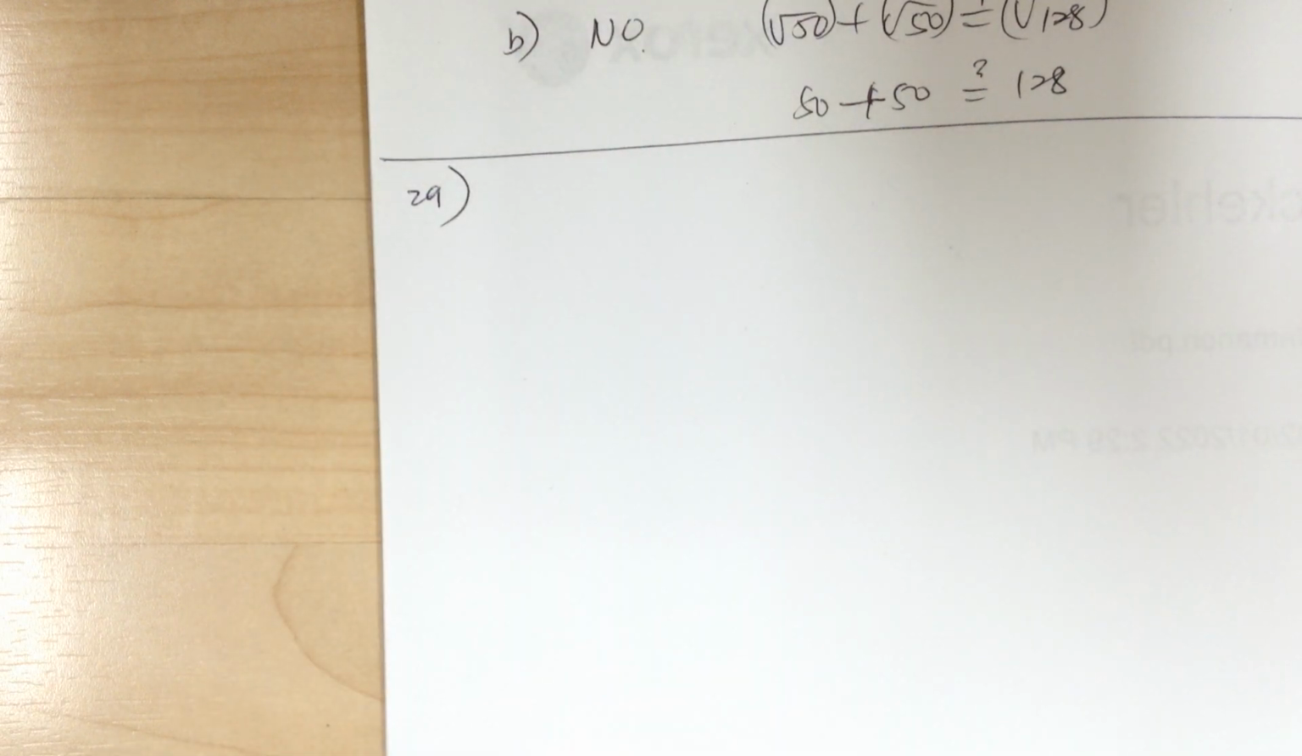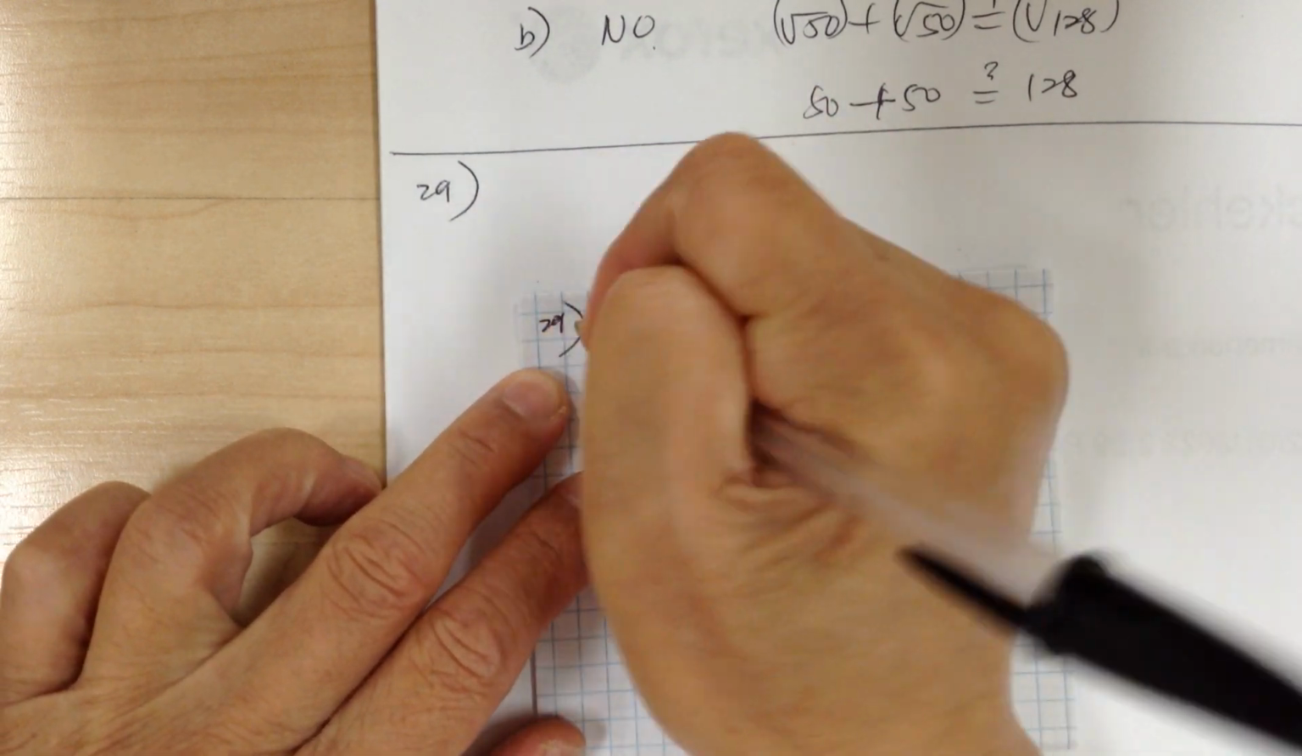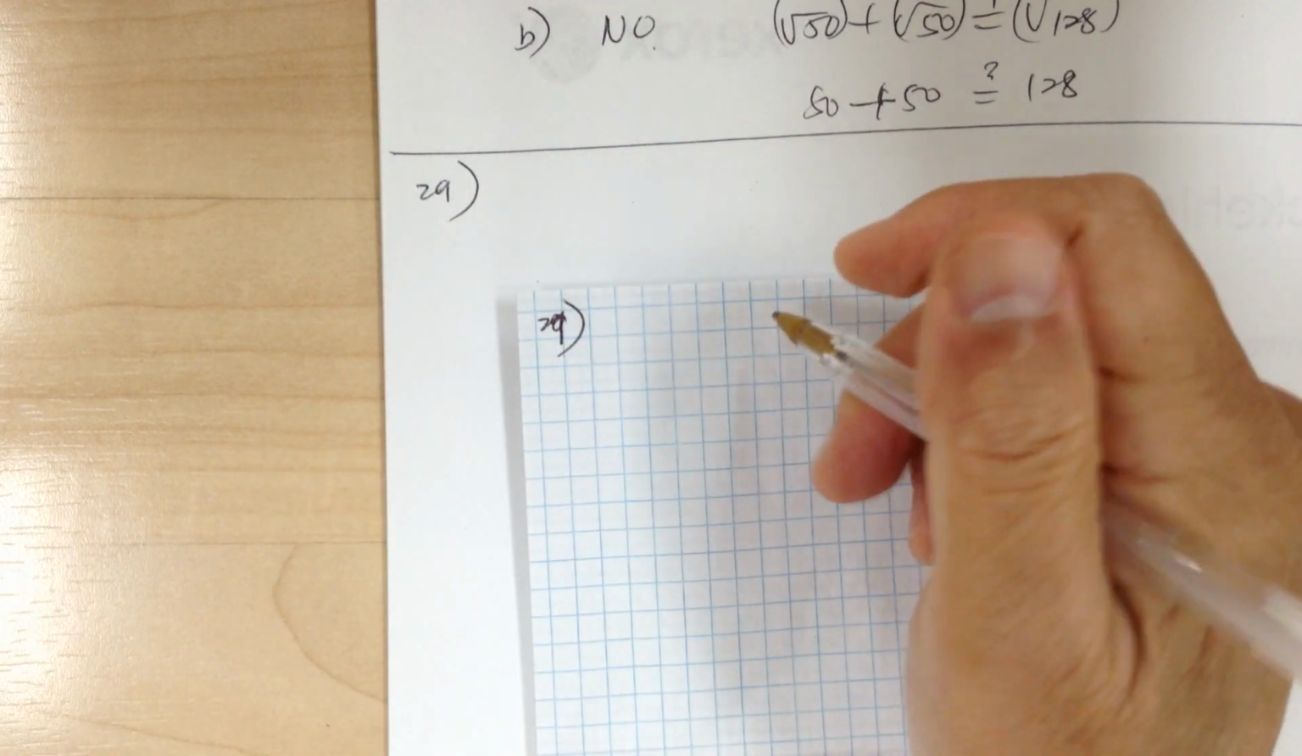Again, you got 3 points. It says use the distance formula to determine whether the given points are collinear. It's a hint: find the distance between each pair of points. If this distance is the sum of the other two, the 3 points are collinear. Okay, so we're going to do just like before. Let's sketch it out and make things a lot easier.